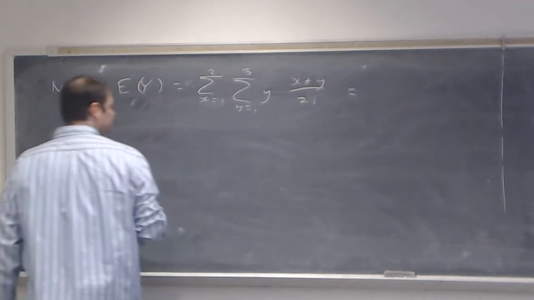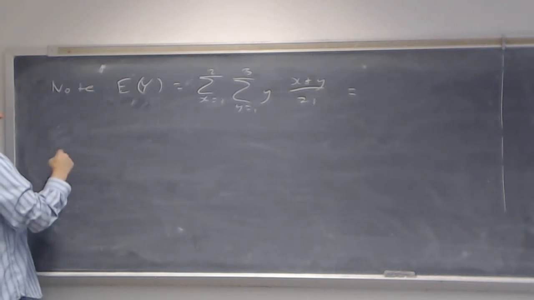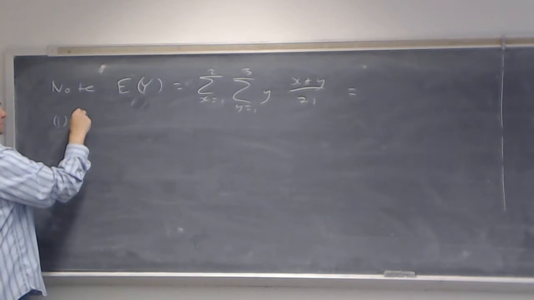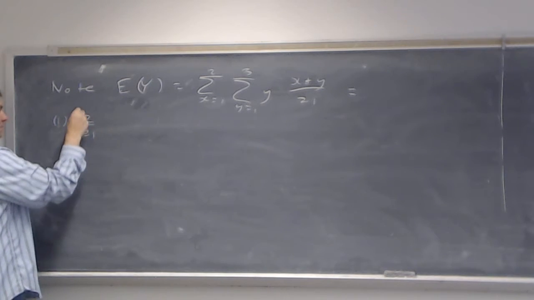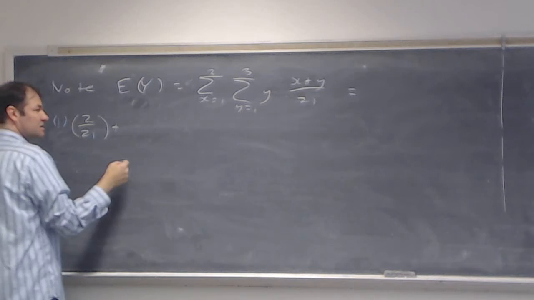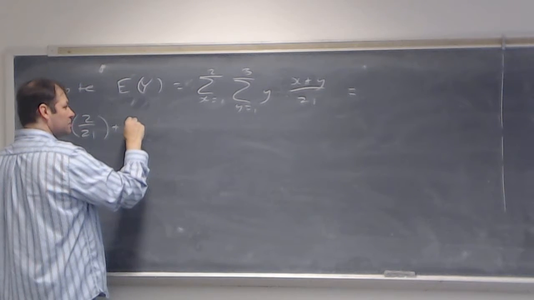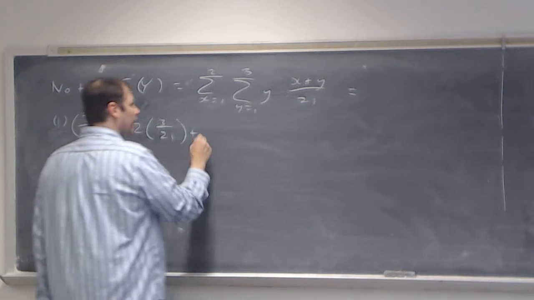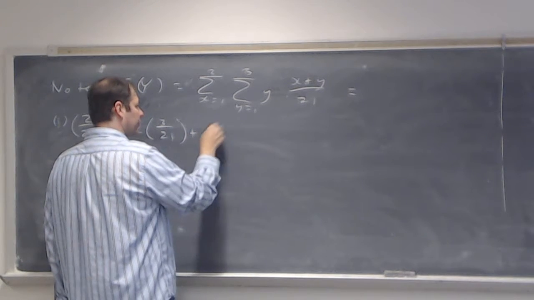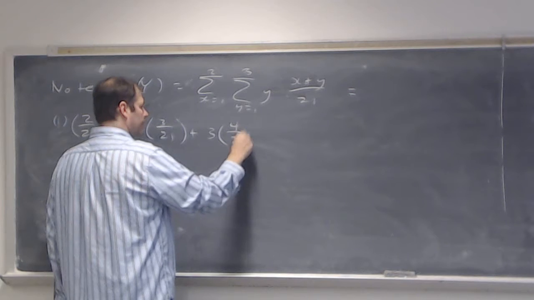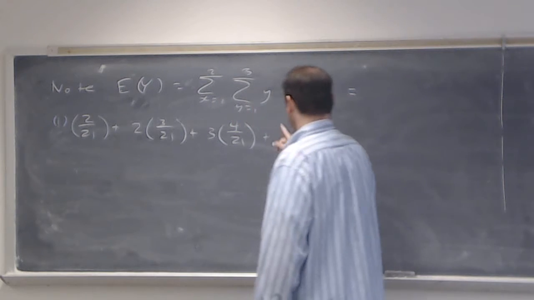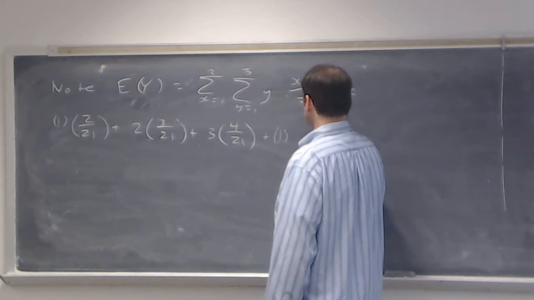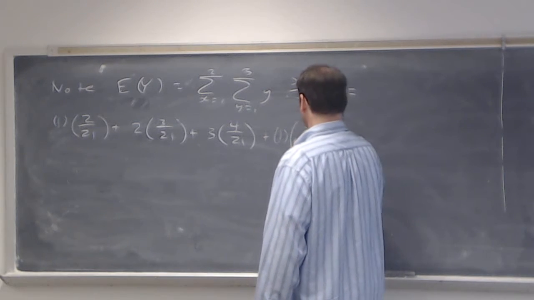And that's equal to, okay, so we let x be 1, y is 1. So I get 1 times 2 over 21. Plus, x is still 1, y is 2. So I get 2 times 3 over 21. X is still 1, y is 3. So I get 3 times 4 over 21. Now we're going to let x be 2. So y runs from 1 to 3. So when y is 1, 2 plus 1 is 3 over 21.